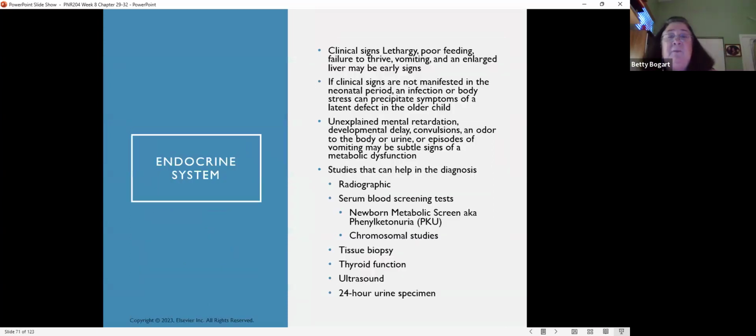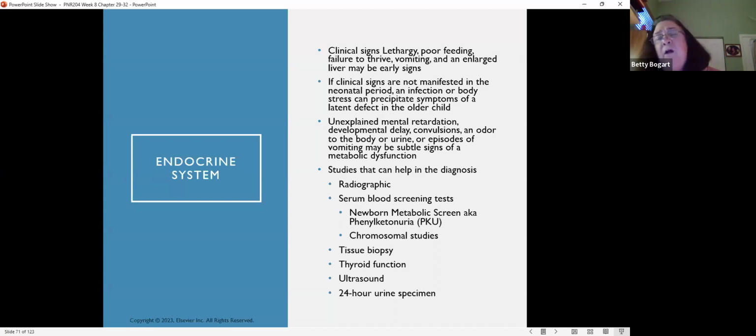So, endocrine system things you might see: lethargy, poor feeding, failure to thrive, vomiting, enlarged liver. That could be something. It's telling you something that's going on. Then it goes on about unexplained mental retardation. See, this is where growth and development matters, knowing they should be lifting their head by 3 months and they should be doing voluntary grasp by a certain time, and they're not. Something's going on and it needs an investigation. Sometimes it's as simple as hypothyroidism, right? And we want to make sure we replace that hormone so that we can give them a chance of normal cognition.